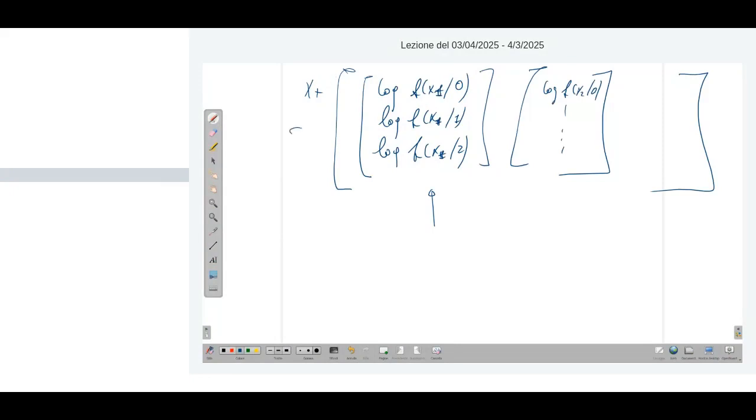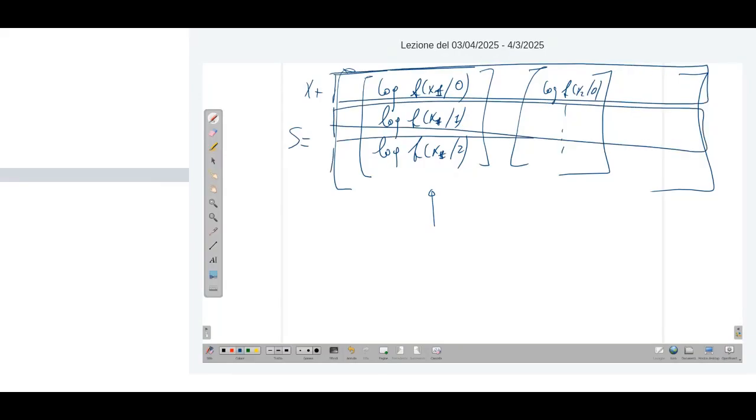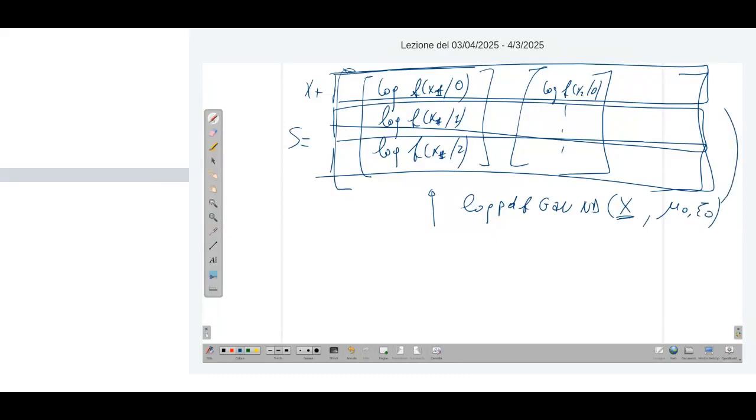And if we look at this score matrix, that is the matrix of log likelihoods, also called class conditional log likelihoods or class conditional densities, each row of this matrix corresponds exactly to what our log PDF Gaussian function of last time does if we pass a matrix X and the parameters for a class. It returns a vector that corresponds exactly to one row of this data matrix: the value of the log density for all the samples in the data matrix X, given the class.